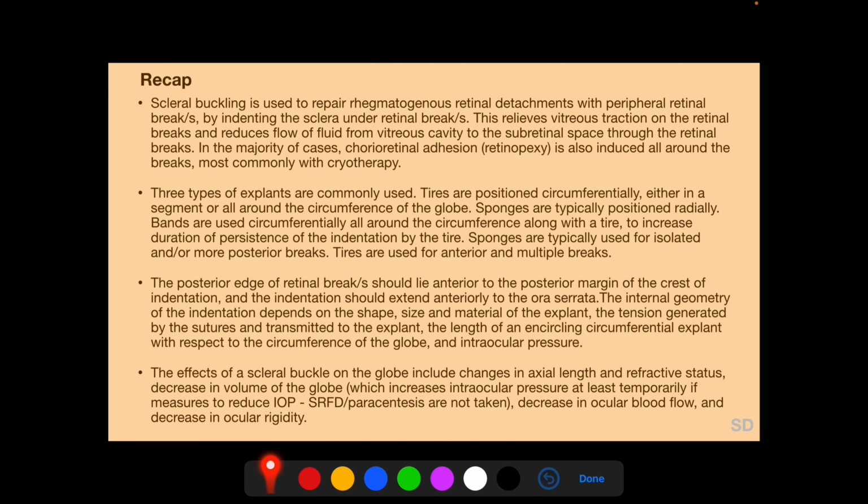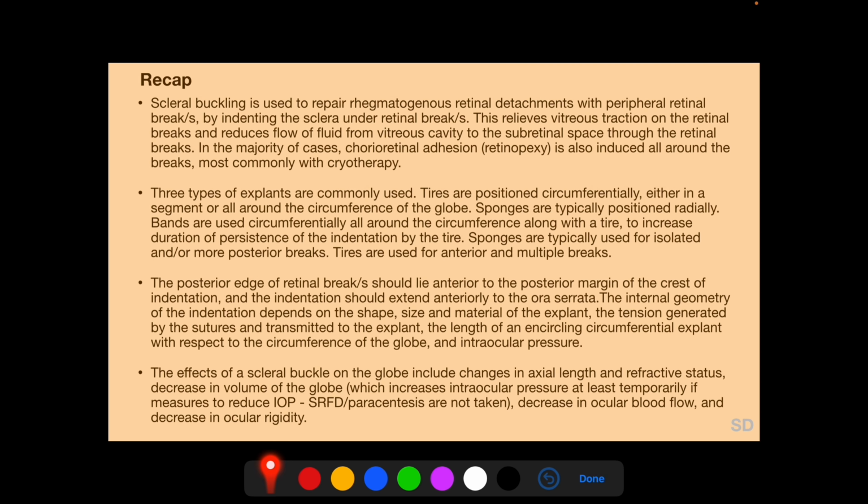The posterior edge of the retinal break or breaks should lie anterior to the posterior margin of the crest of indentation by the buckle, and the indentation should extend anteriorly to the ora serrata. The internal geometry of the indentation depends on the shape, size, and material of the explant, the tension generated by the sutures and transmitted to the explant, the length of an encircling circumferential explant with respect to the circumference of the globe, and intraocular pressure.